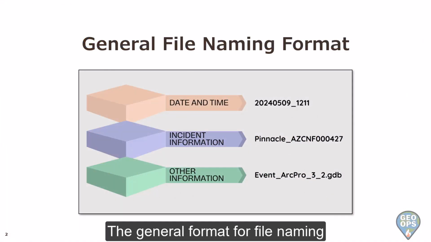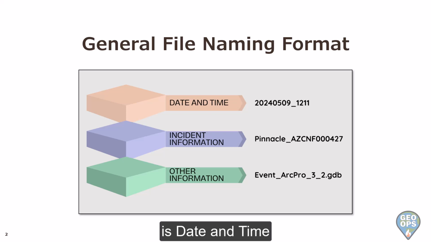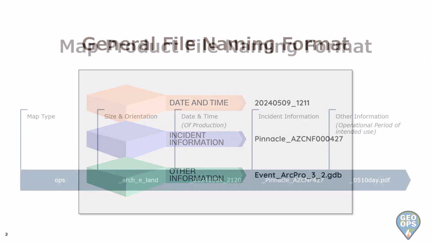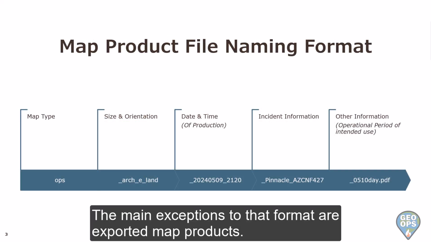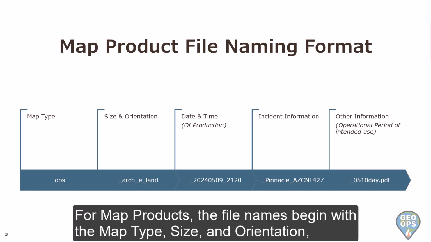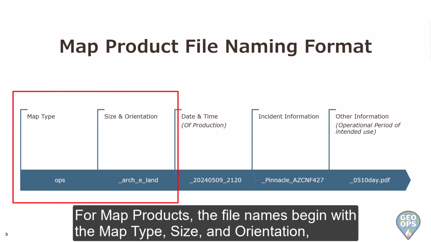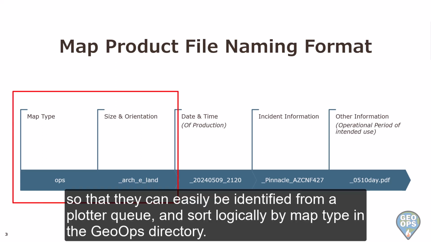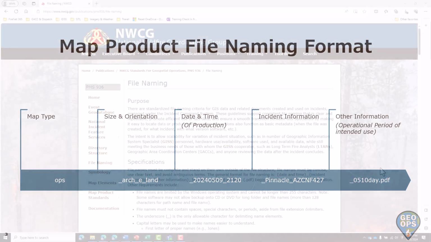The general format for file naming is date and time, incident information, other information. The main exceptions to that format are exported map products. For map products, the file names begin with the map type, size, and orientation, so that they can easily be identified from a plotter queue and sort logically by map type in the GeoOps directory.